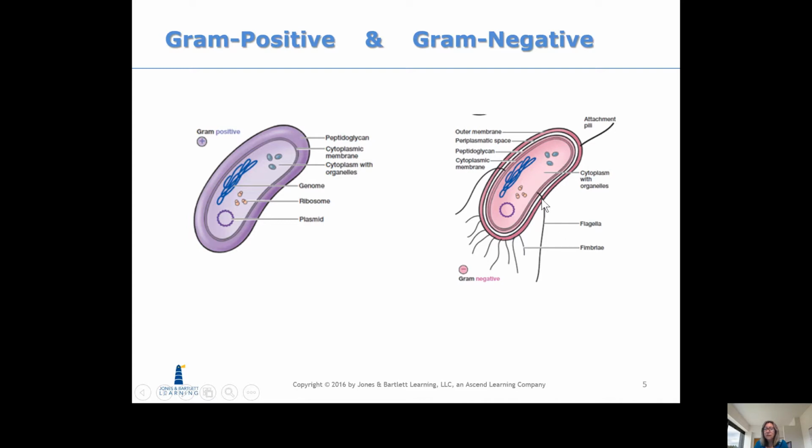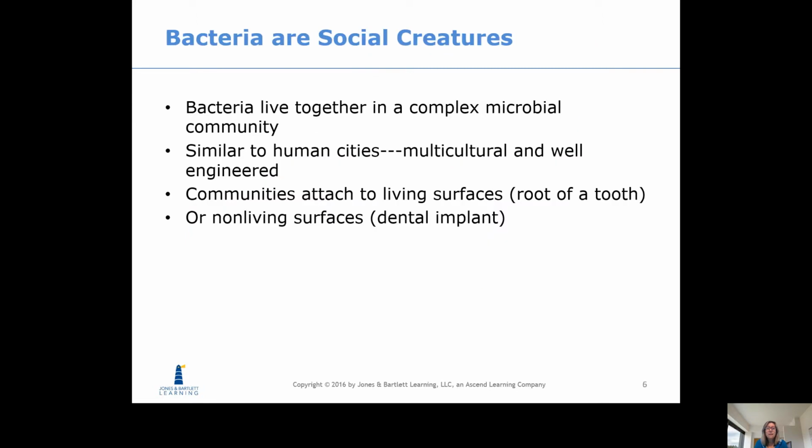They also usually have flagella and fimbria or pili, P-I-L-I. The flagella help it move. They sway to help it swim. And the fimbria are for attachment, so it can latch on. They're very social creatures in that they live in complex communities.